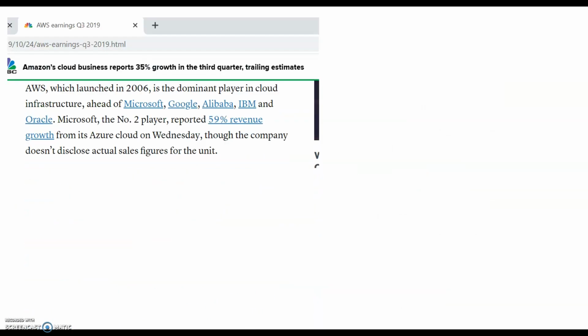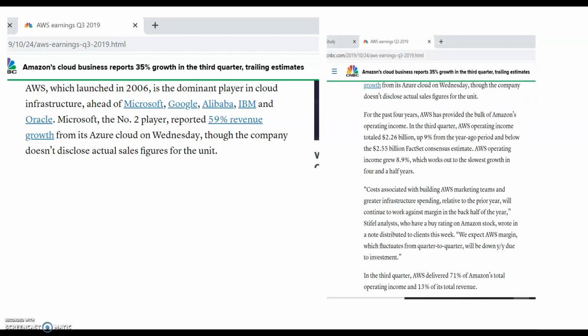So interestingly, the biggest profit center for Amazon is Amazon Web Services, AWS, which is a storage service. They store data for other companies because they're good at storing data and making it available when companies need it. As you see on the right here, web services provided the bulk of Amazon's operating income, meaning profit. Operating income totaled $2.26 billion, up 9%.